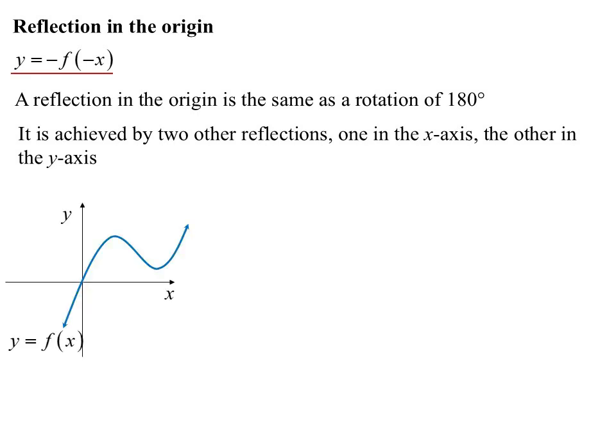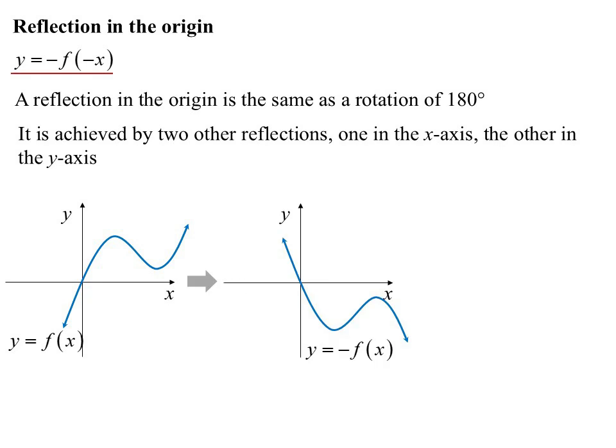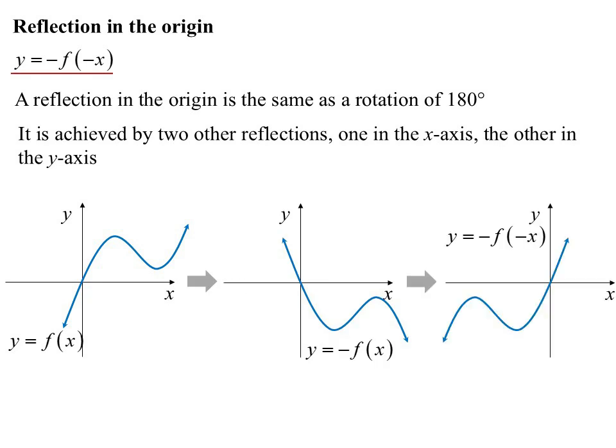So let's start with the original one. There's y equals function x. I've reflected it horizontally, and then the last one there, now I've reflected vertically, and we get y equals minus function minus x. And if we look at the first curve and we look at the last curve, indeed, that's been rotated 180 degrees.